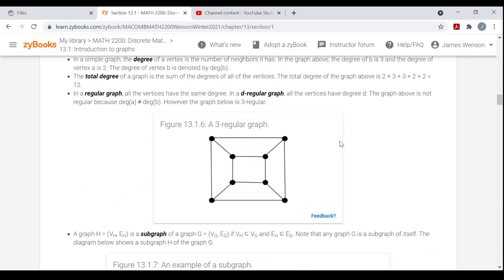Then here is an example of a 3-regular graph. Every single vertex, all 8 of these vertices, all 8 points, have 3 lines coming off of it. 3 neighbors. Every single point has degree 3. Okay.